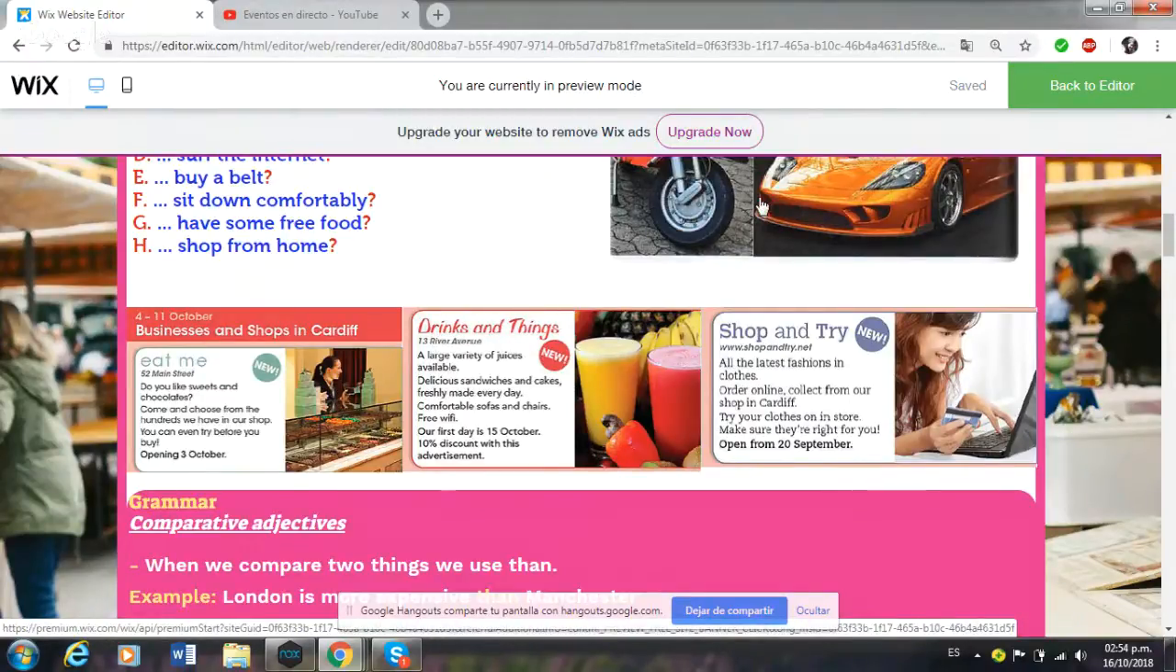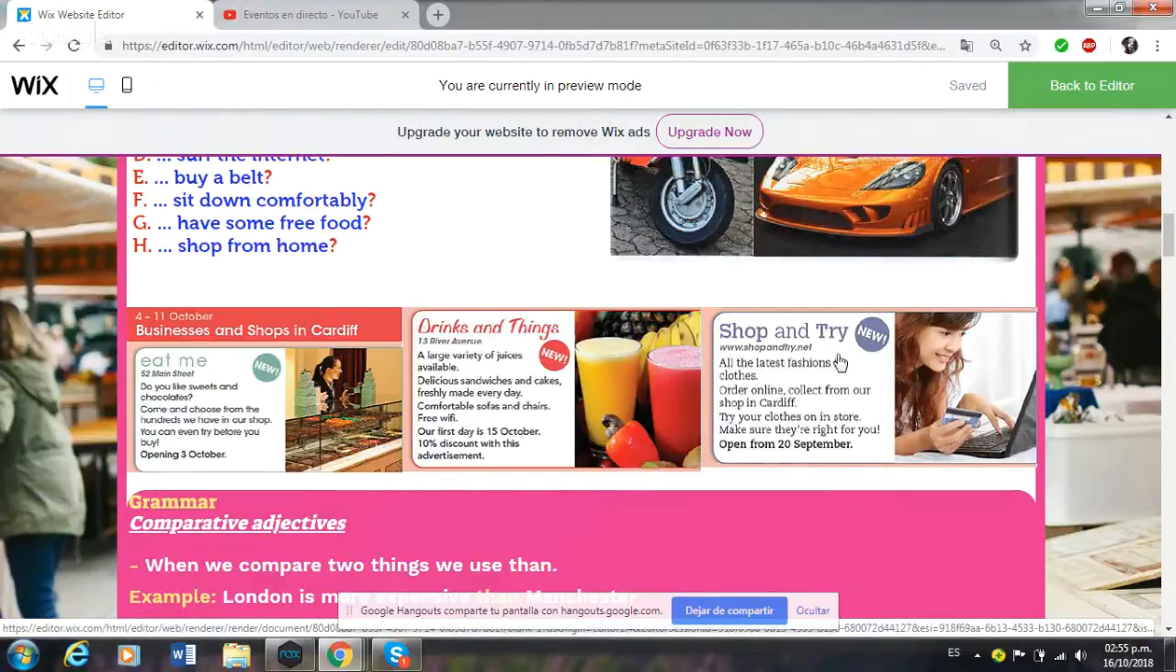Then there is one about drinks and things. You can see 13 River Avenue. A large variety of juices available. Delicious sandwiches and cakes, freshly made every day. Comfortable sofas and chairs, free Wi-Fi. Our first day is 15 October. 10% discount with this advertisement. Okay? And the third, the last one, Shop and Try.